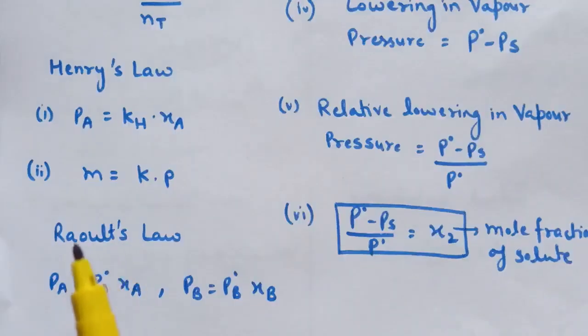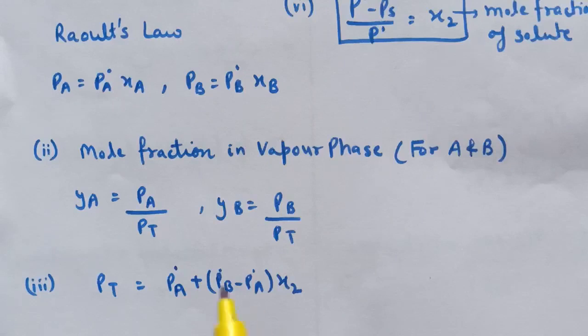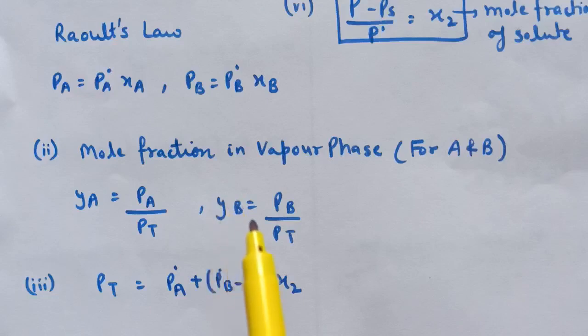Next is Raoult's law. For volatile components we can apply Raoult's law, and suppose we have two components A and B, so partial vapor pressure of A will be equal to P naught A into XA, and PB will be equal to PB naught into XB. And this is the expression of P total for two volatile components A and B. If we want to calculate the mole fraction in vapor phase, it is given by YA, that is PA upon P total, and for YB, the mole fraction of B in vapor phase, that will be equal to PB upon P total.